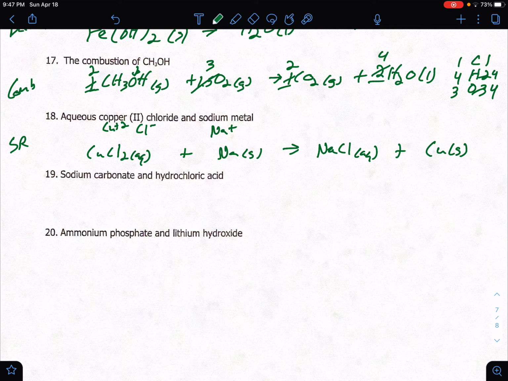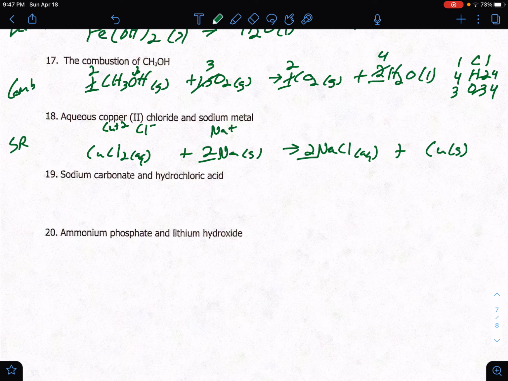Okay, so now I just need to balance. 1 copper, good. 2 chlorines, only 1 chlorine on the right, so I'm going to put a 2 in front of this to fix the chlorines. And now I have 2 sodiums on the right. Now I need 2 on the left, so I'm going to put 2 right here. And this one's done.